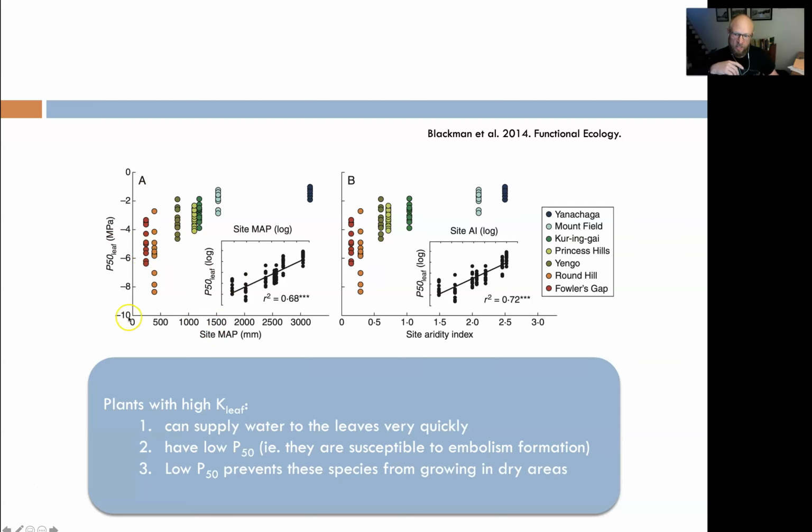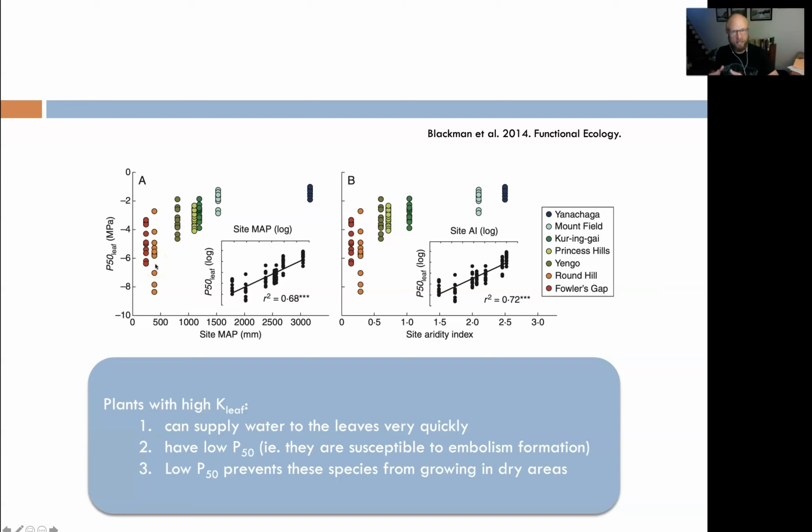So what we see in these graphs is that at the driest places, we find the plants that are able to resist those embolisms and maintain the conductance of water. Whereas in wet places, there's no reason to grow those types of cells and to be able to resist the embolism formation. So those plants can't get down to very negative water potentials without losing their ability to conduct water.